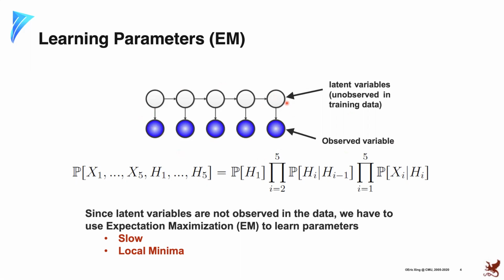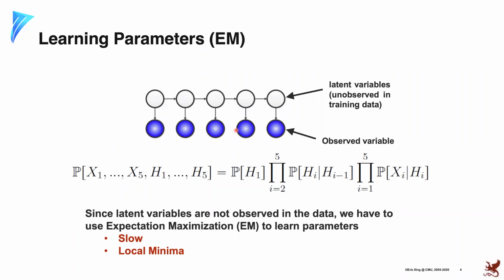So that's why we will utilize this EM algorithm to learn these parameters. So in the E step, we try to estimate the assignment for each of these latent variables. And in the M step, we treat them as observed variables, and then try to maximize the joint likelihood.